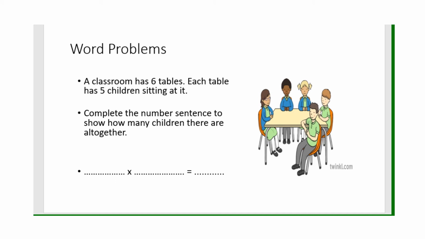Now then, let's have a look at this one. A classroom has 6 tables, and each table has 5 children sitting at it. It says complete the number sentence to show how many children there are. So we've got 6 tables with 5 at each. So it would be 6 times 5, wouldn't it? Equals 6 5s. Can I count in 5s? Use my fingers if I need. 5, 10, 15, 20, 25, so it would be 30. There would be 30 children altogether, wouldn't there?